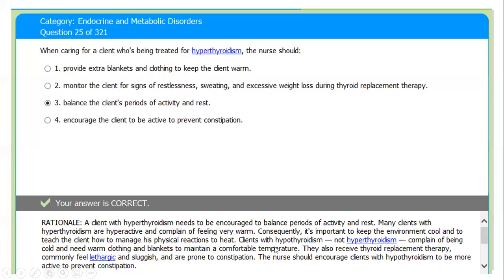Clients with hypothyroidism, not hyperthyroidism, complain of being cold and need warm clothing or blankets to maintain comfortable temperatures. They also receive thyroid replacement therapy, commonly feel lethargic or sluggish, and are prone to constipation. The nurse should encourage the client with hypothyroidism to be more active to prevent constipation.